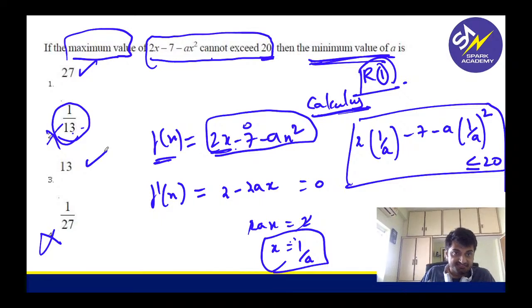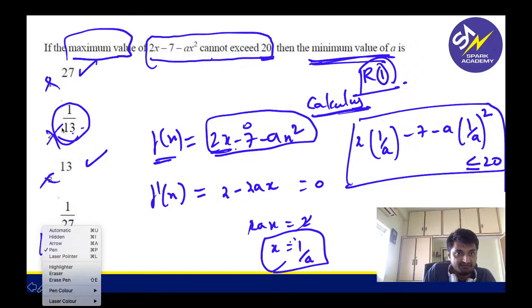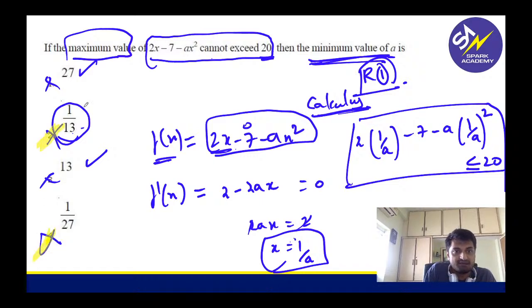No, I think it's reverse. I've told the reverse actually. If you do 1 by 13, 1 by 27, you won't get it. If you do 27 and 13, you won't get it. So you have to check for these two options, guys. 1 by 13 and 1 by 27, check. One of them will satisfy. That will be your answer. So this is just verification from options.